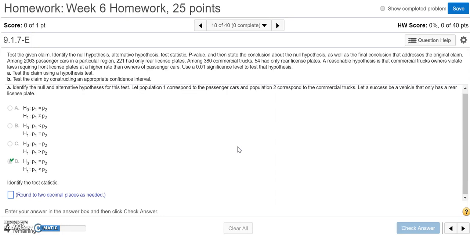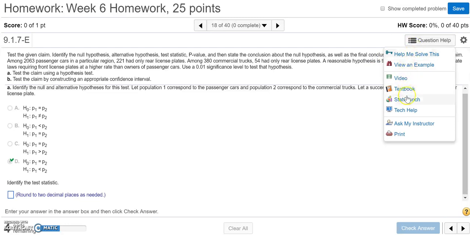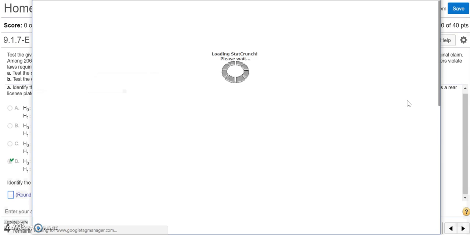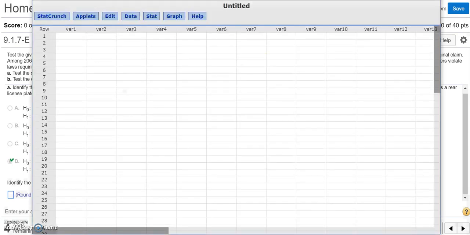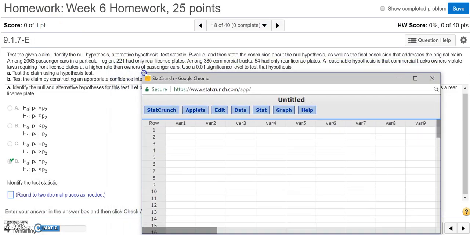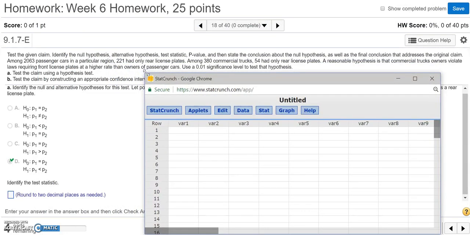Moving on, now we're going to identify the test statistic. For this, we're going to use technology, specifically Statcrunch. So I'm going to go up here to Question Help, and I'm going to choose Statcrunch to open the program. Now I'm going to see what I can do about making this as small as possible so we can use it but also see the problem. Hopefully everyone can see this.